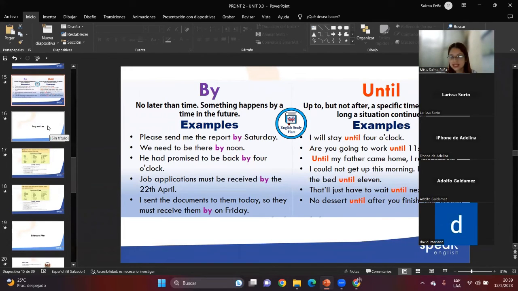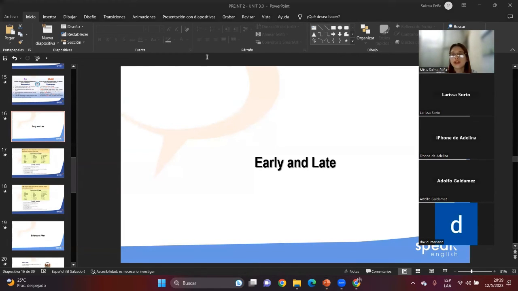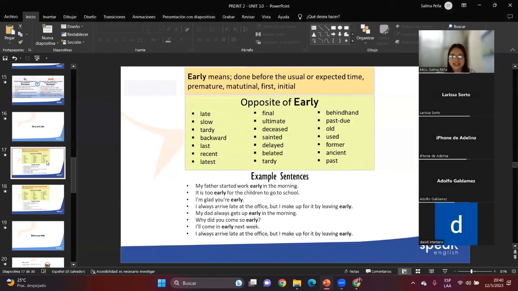Now, the last ones, I left them at the end because they are the easy ones, early and late. They are synonyms, so they are very similar. When you say, for example, before and after. If you say early, it's like saying before. And if you say late, it's like saying after. Before time, after time. Early, before. Late, after. They are synonyms and you can use them both in the same situation. That's why I bring just a couple of examples, but they are easy.